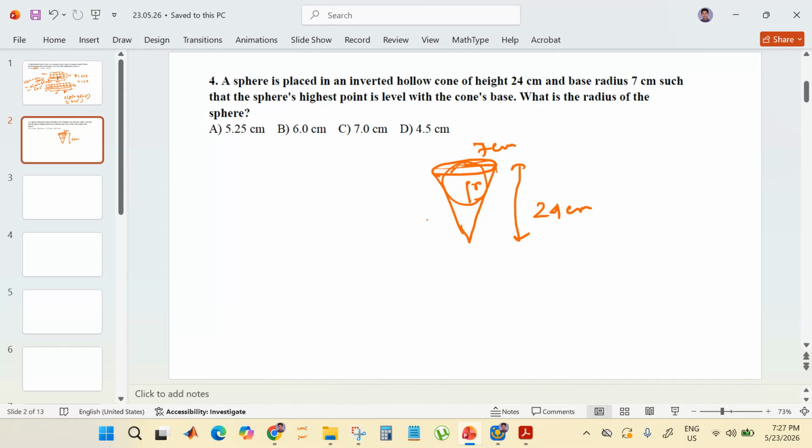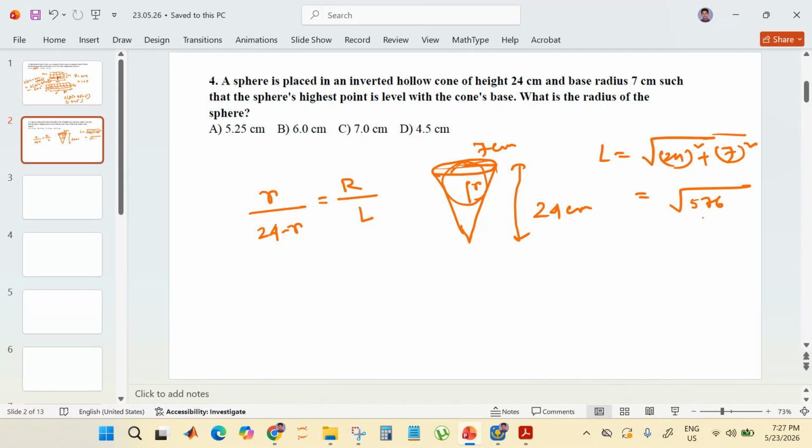So from this type of concept, you have to use the formula r by 24 minus r, that will be base radius capital R by L. L means the lateral slant height. So what is the slant height? Slant height will be root over of 24 square, that is the height square, plus base square, that is 7 square. So that means 576 and 49, that means root over of 625, that means 25 only.